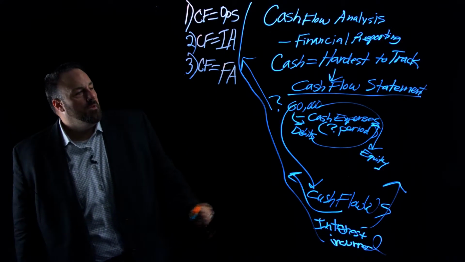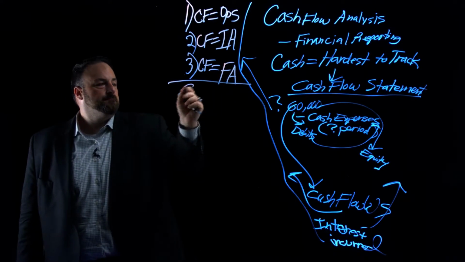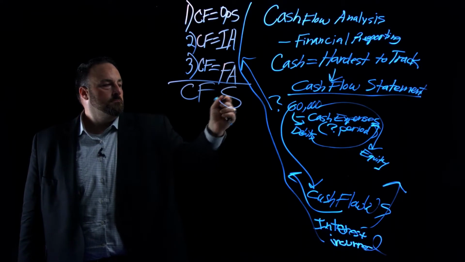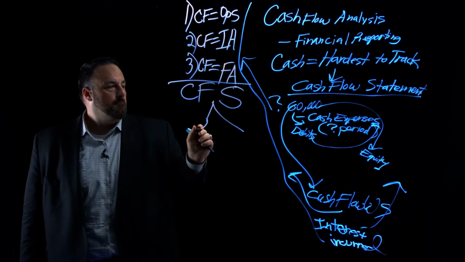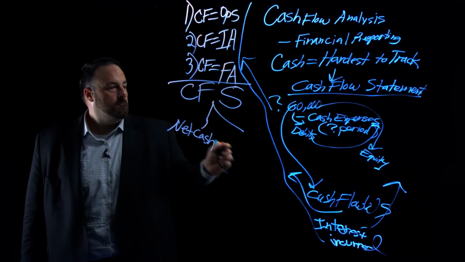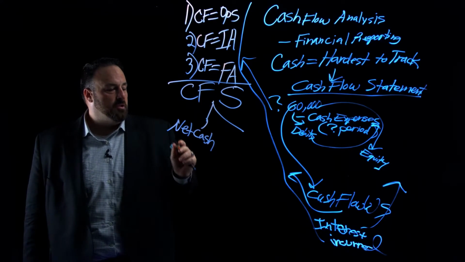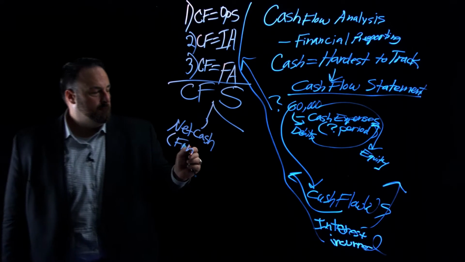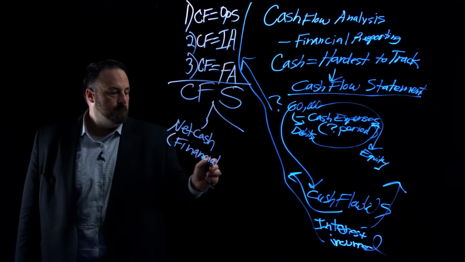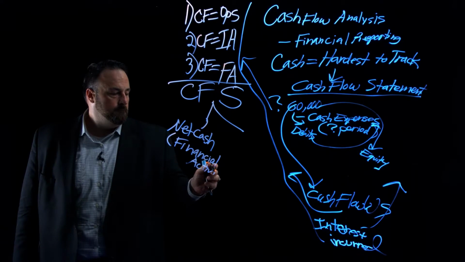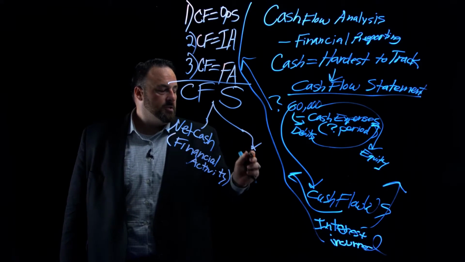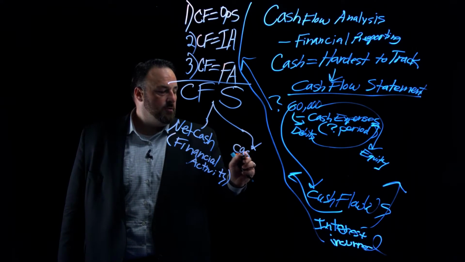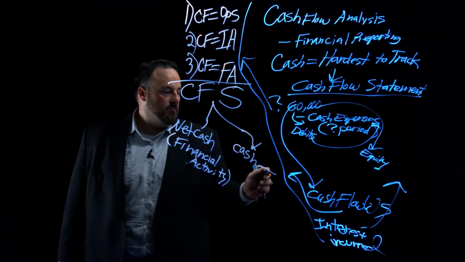Now, the cash flow statement is comprised of two different components. Net cash, otherwise known as what we just mentioned, financial activity, and its concluding balance, which is titled cash, end of period.